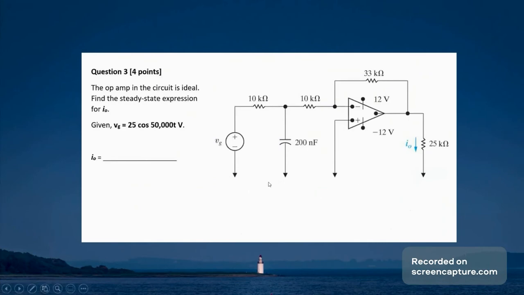This one is asking for the output current of this operational amplifier. So let's go and think about this real quick. We know that this current is going to be the same as this current through the 33 kilo ohm resistor because there's no current entering or exiting your op amp. So that means that the current through this resistor equals the current through this resistor equals the current through this resistor. So your next step is just to find what that current equals.